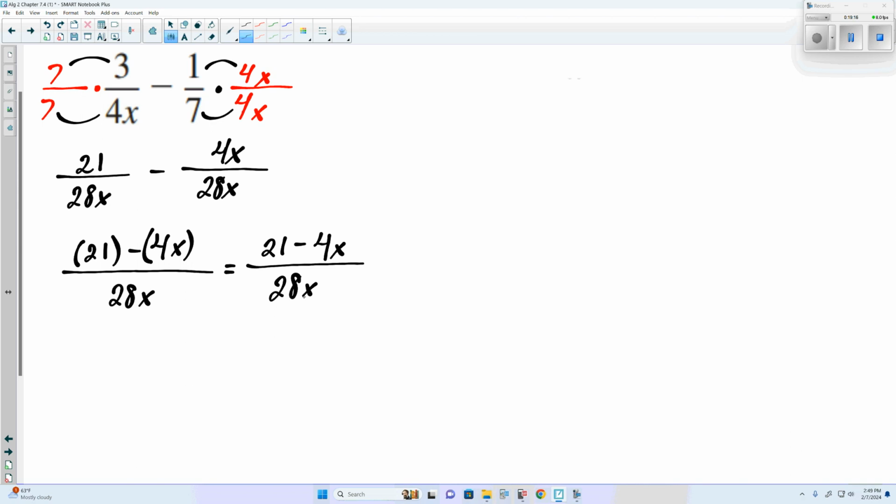Now, before we say we're done, is there any way we can factor 21 minus 4x? Is there a greatest common factor between 21 and 4x? No, because they're together. We'd have to factor something out of the 21 and 4x to be able to simplify on top and bottom. But because we can't, that's as far as it goes.